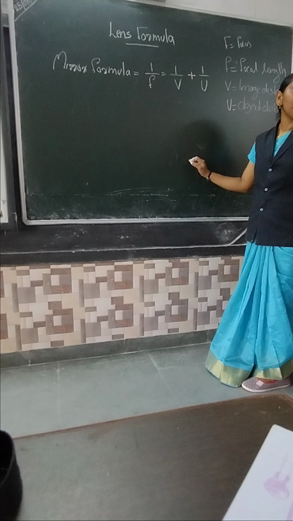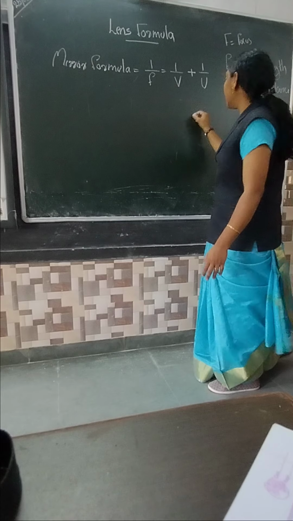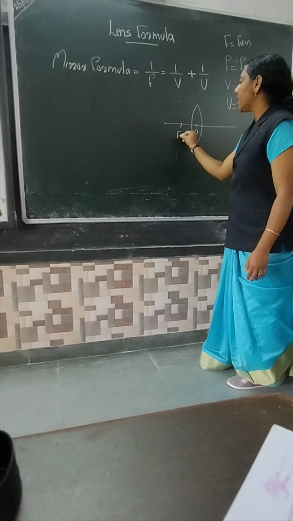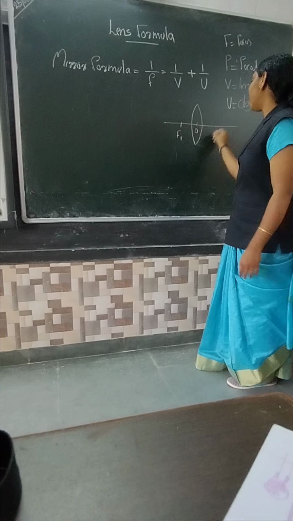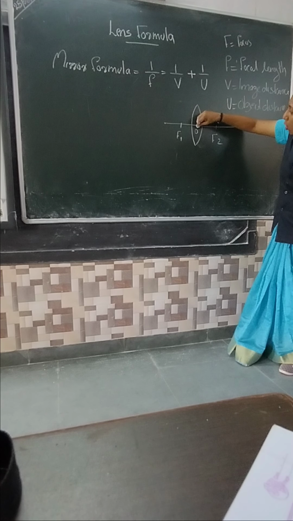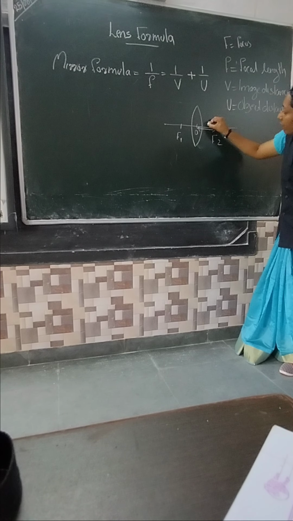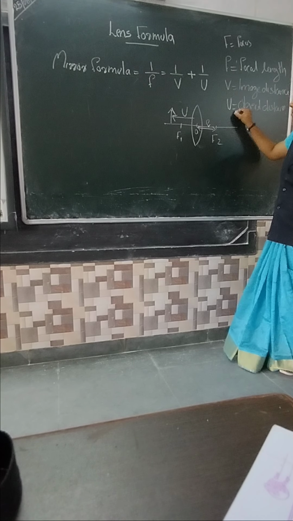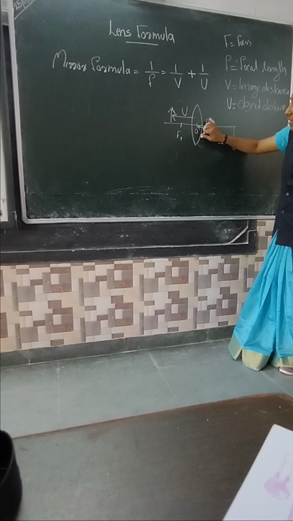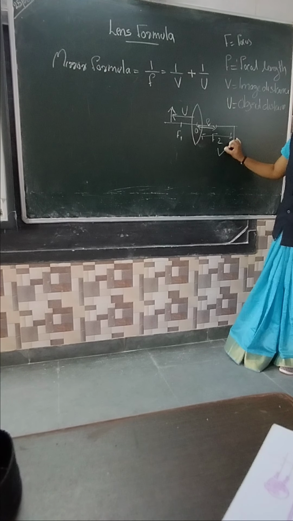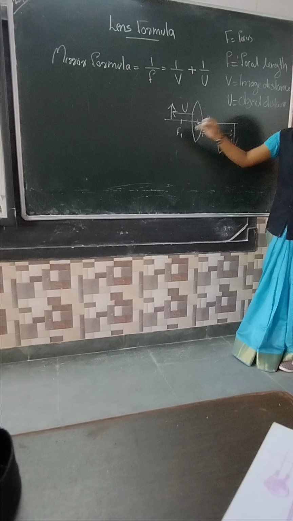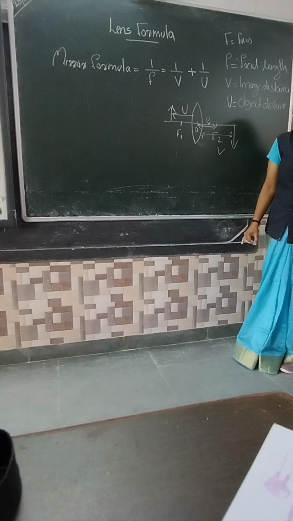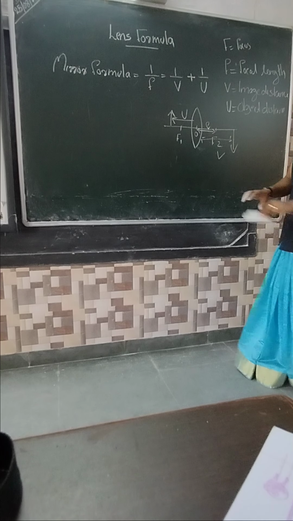I will draw a diagram to familiarize you. This is a lens. Which lens is it? Convex lens. This is the optical center, and these are F1 and F2. Listen here: this distance from O to F2 is called focal length. This is my object, and this distance is u. This is my image, so this distance is v. Clear everyone? Image distance is v, object distance is u, and the distance between O and F is the focal length. Clear the doubts? Okay. Then this is the mirror formula.